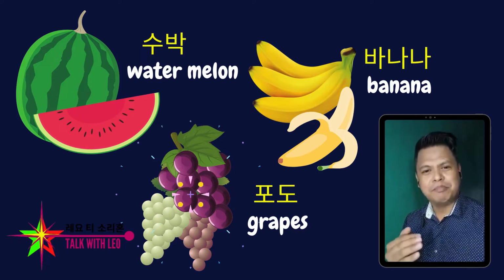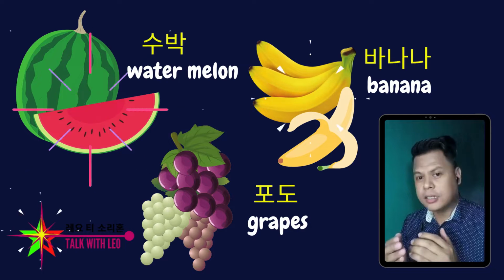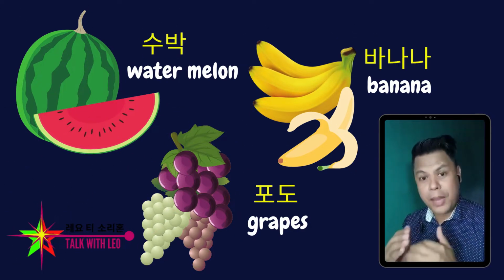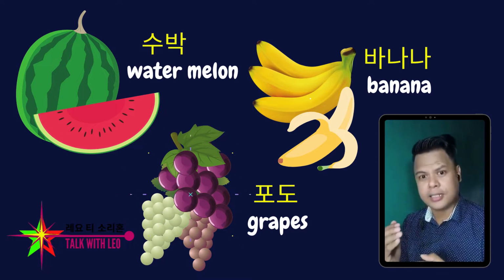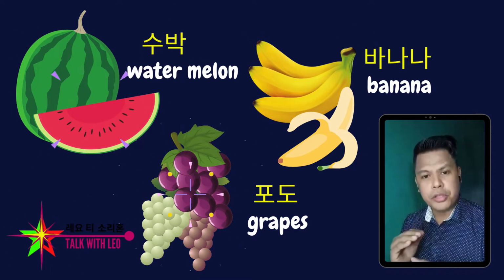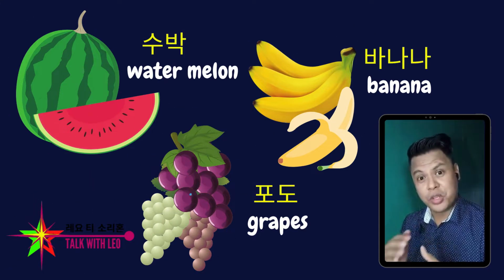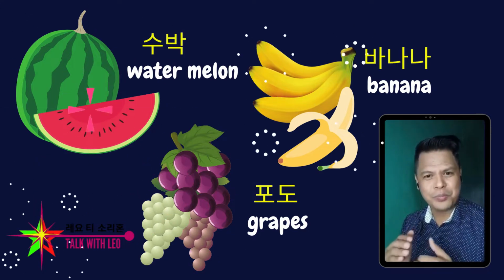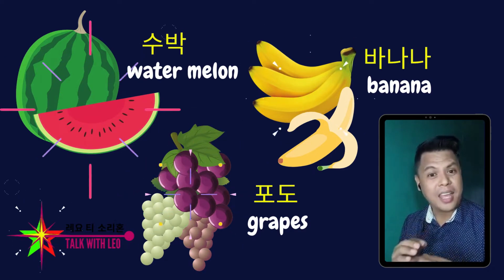So we have watermelon, subak in Hangul, and then of course, banana. Almost the same, right? In English, banana; in Hangul, banana. Then, the third picture is grapes, pudu. Again, grapes, pudu. Watermelon, banana, and grapes. Subak, banana, and pudu.